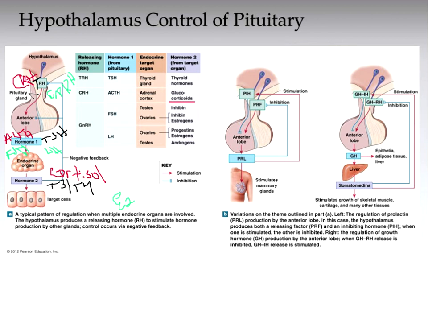Now, LH is called luteinizing hormone. So in the female, LH travels to the ovaries, and LH is going to stimulate eventually ovulation. So it's going to be the trigger that is going to tell the body to release the egg when the egg is developed and matured to a point where it could be fertilized. All right. Now, FSH makes estrogen.